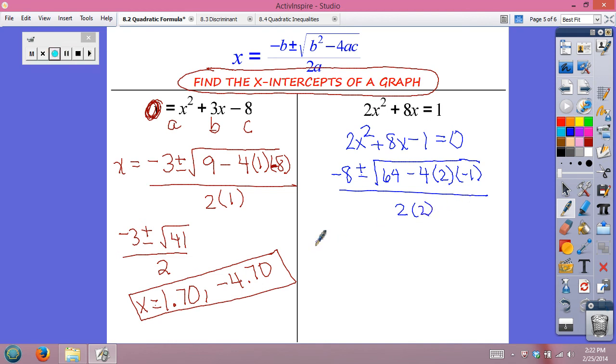Simplify. Negative 8 plus or minus the square root of 72 over 4.